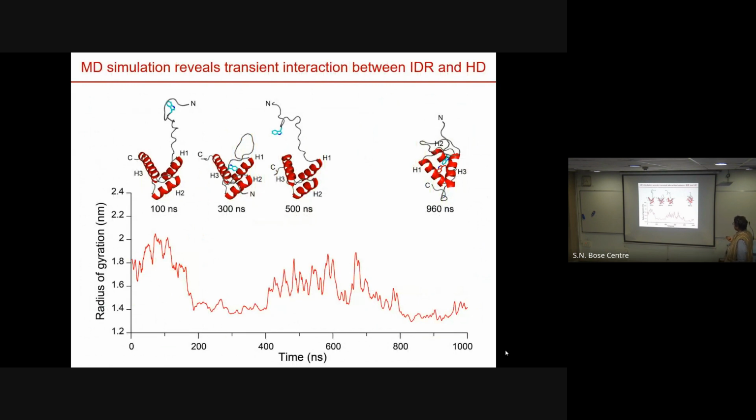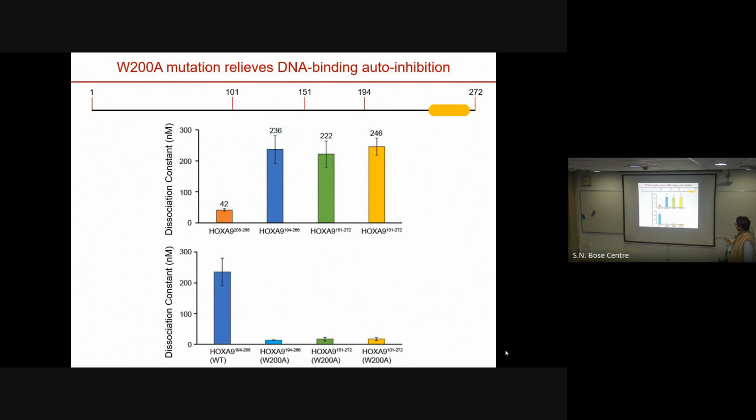So we suspected that most probably this W is one of the residues driving this sort of interaction, and most probably it is inhibiting the DNA binding. So the simplest experiment is to mutate that and then do the DNA binding experiments again. So when we do that, this is the small construct, and it is shown here again. And these ones are the constructs with the W mutated to alanine.